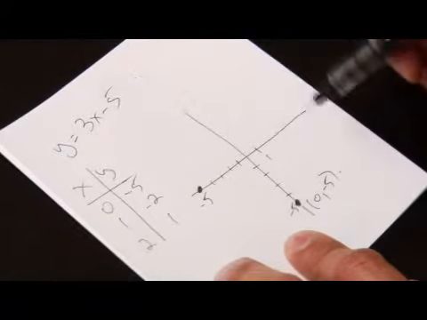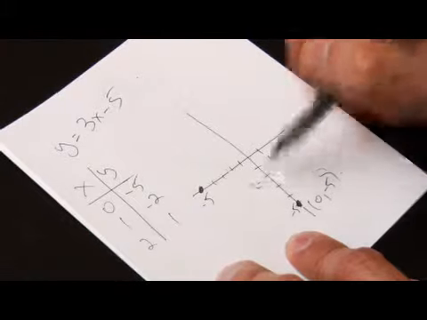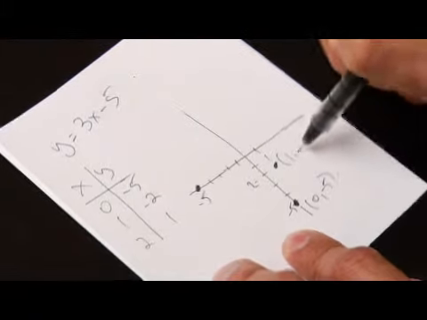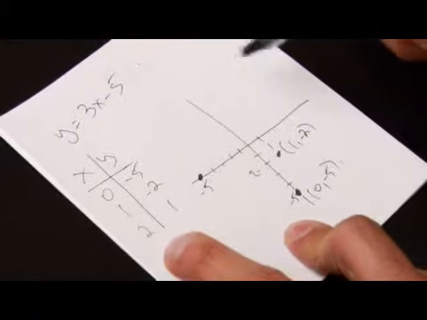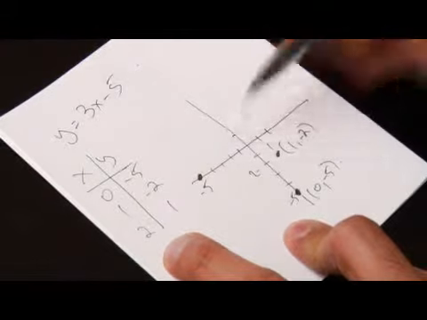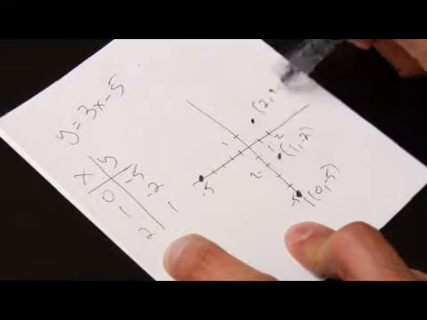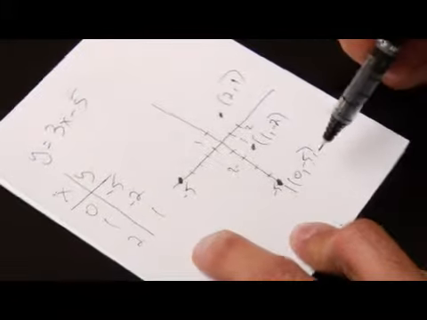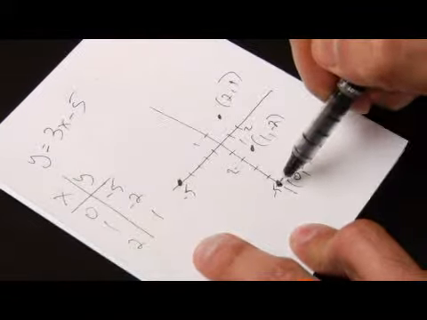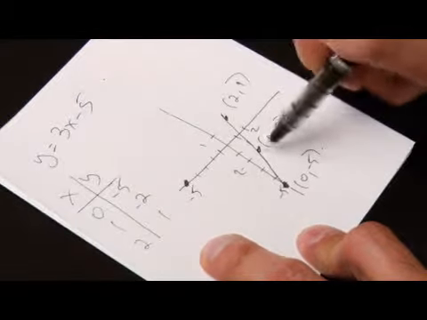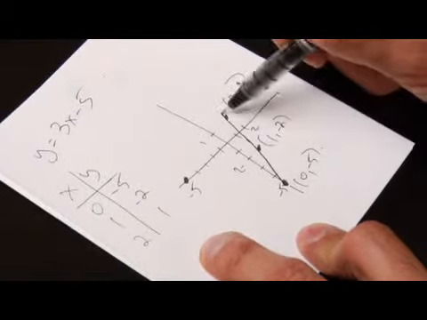Then we have 1, negative 2, so 1 and negative 2 would be the next point. And the third point would be 2, 1, which is 2 for the x value, 1 for the y value. And we can go ahead and see here that we have this line which we've created.